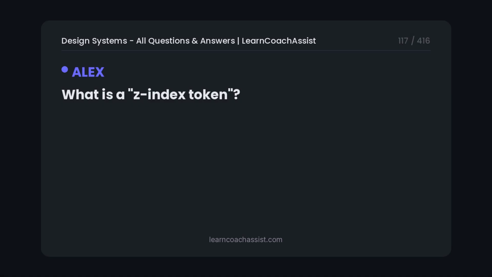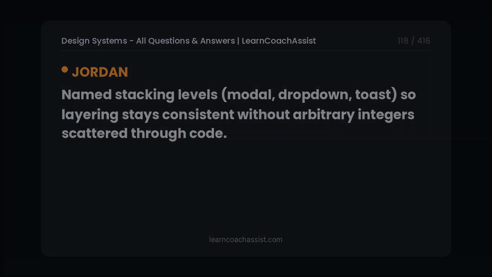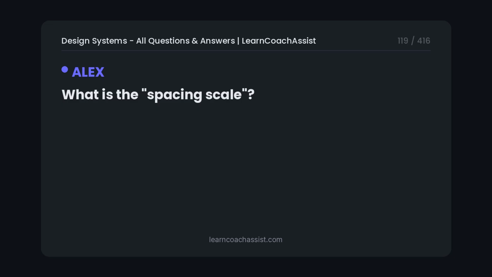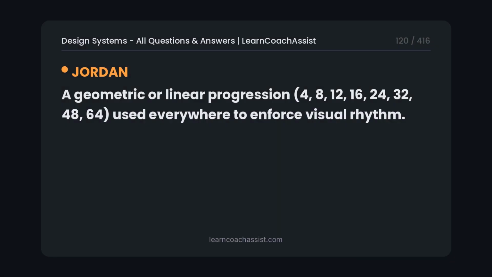What is a z-index token? Named stacking levels, modal, dropdown, toast, so layering stays consistent without arbitrary integers scattered through code. What is the spacing scale? A geometric or linear progression, 4, 8, 12, 16, 24, 32, 48, 64, used everywhere to enforce visual rhythm.